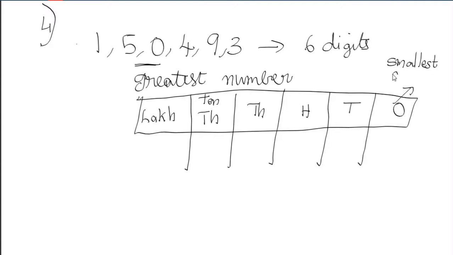Okay ma, we have to write the smallest digit. So what is the smallest digit? 0 is the smallest digit. Then compared to this one, which number comes next, which is the next greater number than 0? All these numbers are greater than 0, but the next greater number is 1.